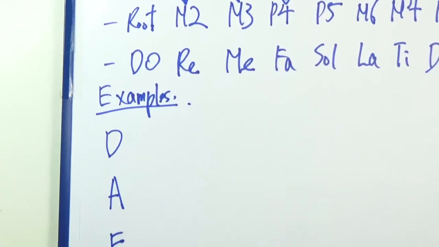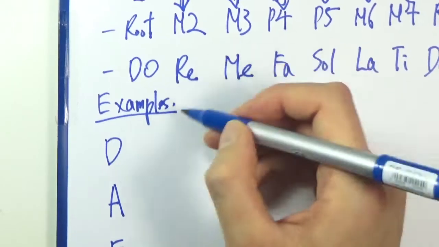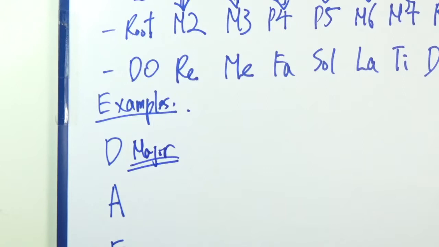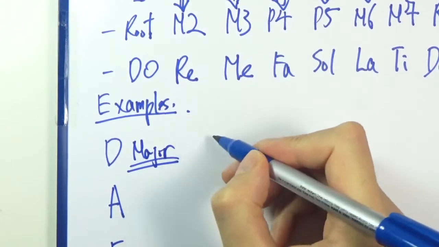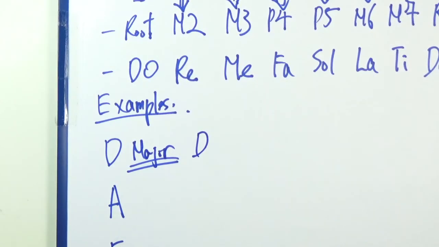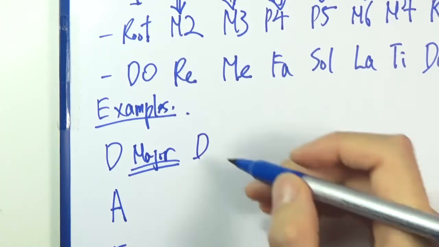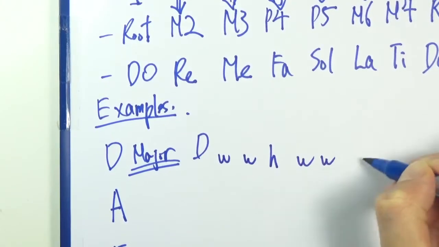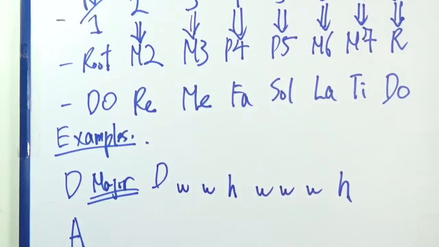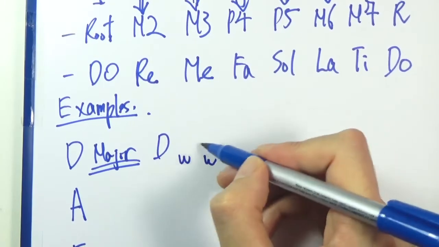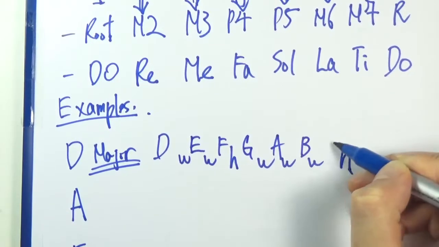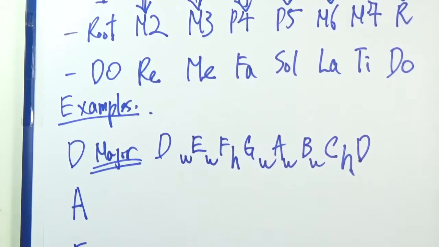Let's apply this to other keys. For example, D major. We are working with all major keys. So we have a starting note D. Let's work out the problem the slow way first. Let's do whole, whole, half, whole, whole, whole, half. I will write all the notes first: D, E, F, G, A, B, C, and then D again. And then I will check the interval.